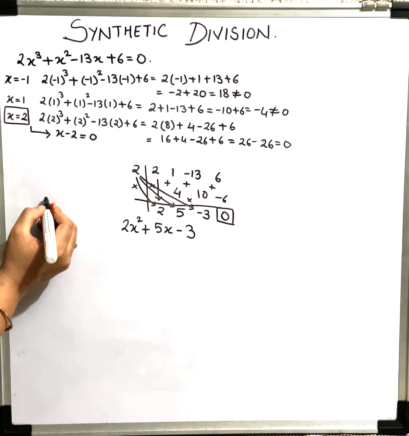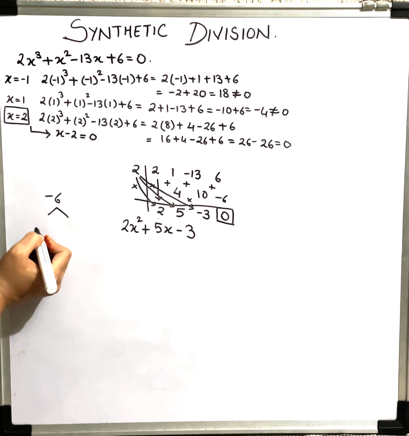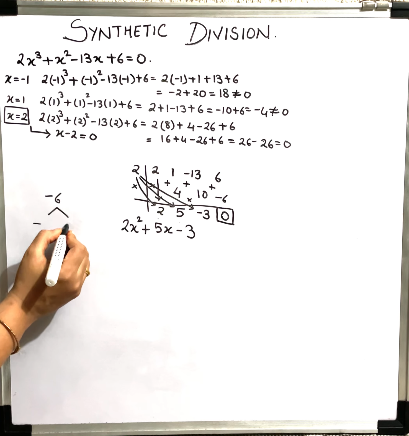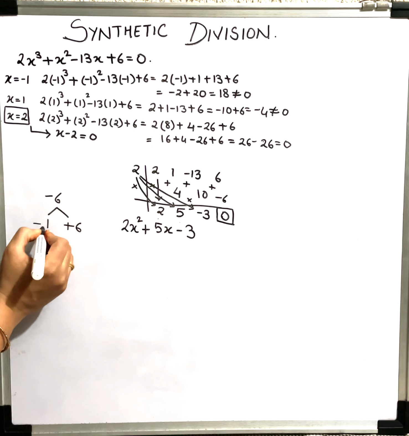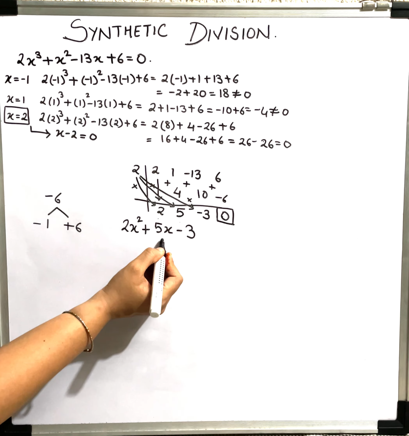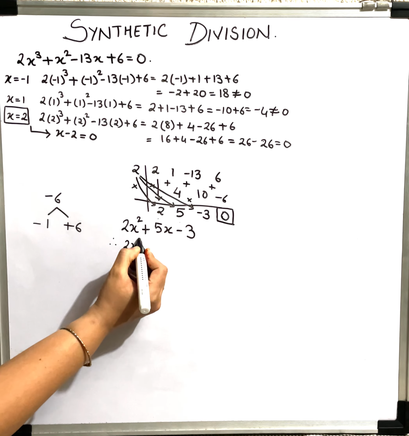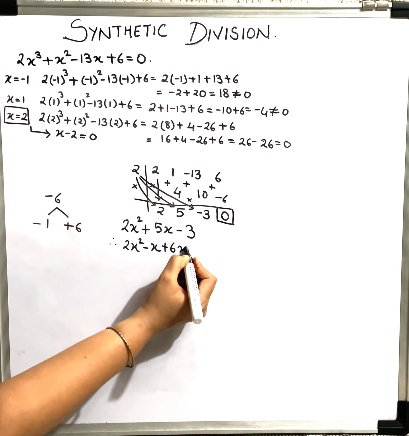2 into minus 3 gives me minus 6. I'm going to find the factors of minus 6 such that they give me plus 5. So my smaller factor has a negative sign, the bigger factor has a positive sign. And I begin with 1 and 6. Minus 1 into 6 gives me minus 6. Minus 1 plus 6 gives me plus 5. So therefore I can write it as 2x squared minus x plus 6x minus 3.